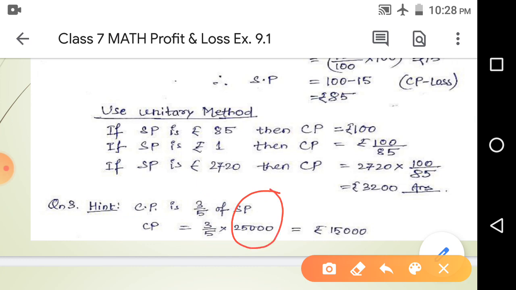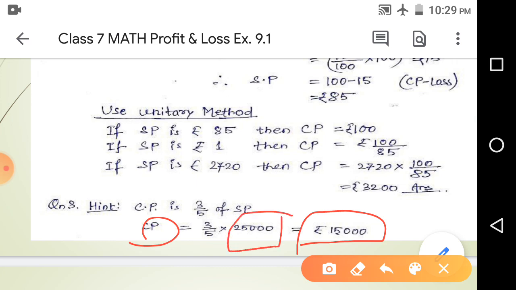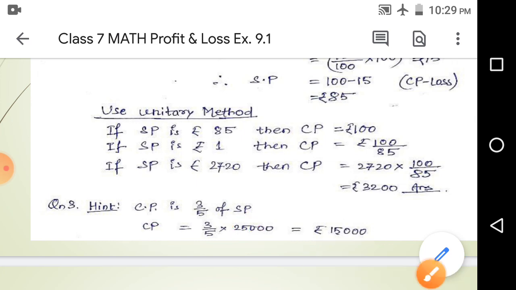So as per the question, it is given that CP is 3 by 5 of SP. So the CP we can find out by using this relation. 3 by 5 of means multiply 3 by 5 of 25,000, and we will get the cost price as 15,000. And the selling price is 25,000, as given in the question. So by using those we can find out the profit and profit percent. Now jump to the next question.